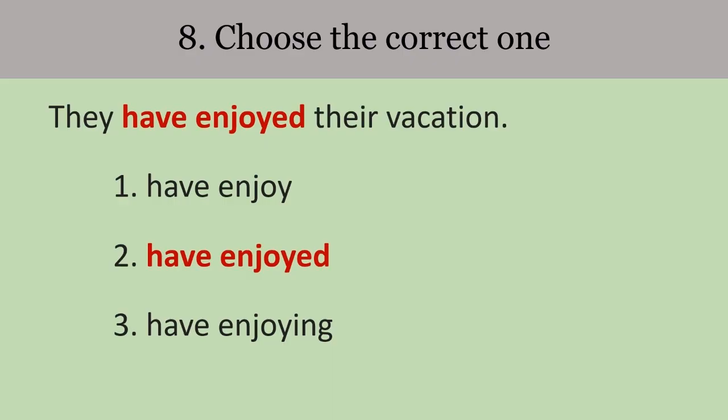Have enjoy we can't say because in the perfect tense with have, we cannot use the present form. We have to use the past participle. Have enjoying also we cannot say because the same rule applies that for a perfect tense we cannot use the ing form of the main verb. We have to use the past participle form only.